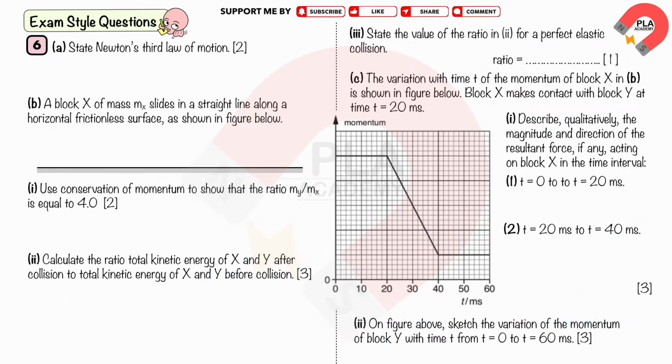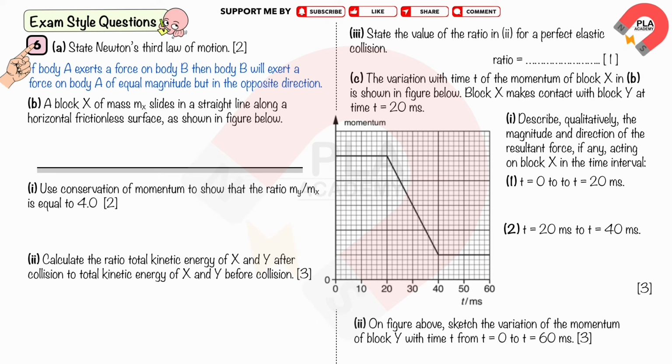Exam style question 6. A. State Newton's third law of motion. If body A exerts a force on body B, then body B will exert a force on body A of equal magnitude but in the opposite direction. B. A block X of mass mx slides in a straight line along a horizontal frictionless surface, as shown in the figure below. The block X, moving with speed 5v, collides head-on with a stationary block Y of mass my. The two blocks stick together and then move with common speed v, as shown.